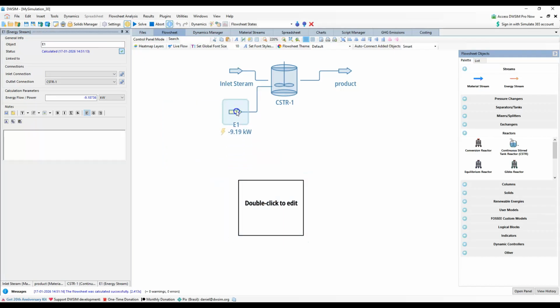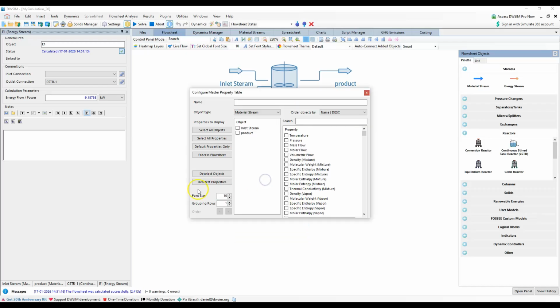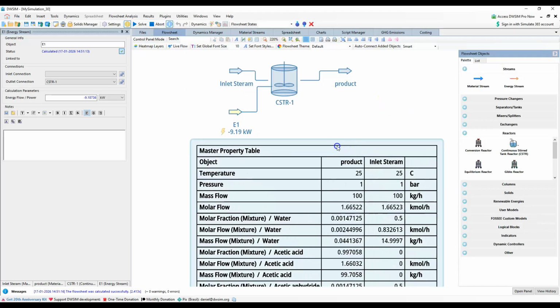Before that, I am doing something. Here I am choosing inlet and product, then temperature, pressure, mass flow rate, molar flow rate, and then here I'll choose the composition, everything. First water molar fraction, then molar flow and mass flow, and then acetic acid molar fraction, then molar flow and mass flow. Similarly, acetic anhydride molar fraction, and then molar flow and mass flow. Okay, now I got all this information.